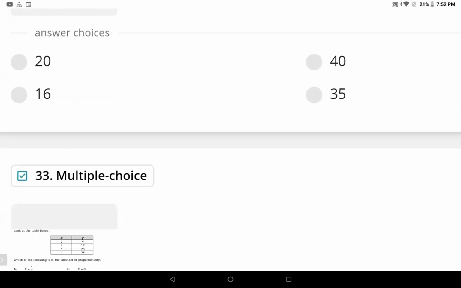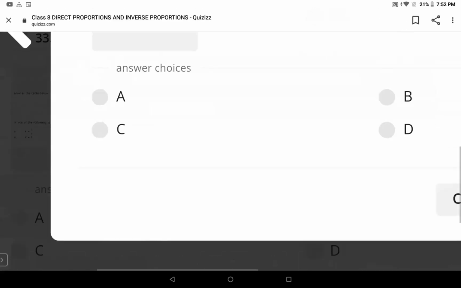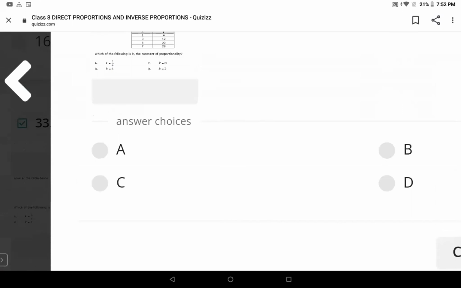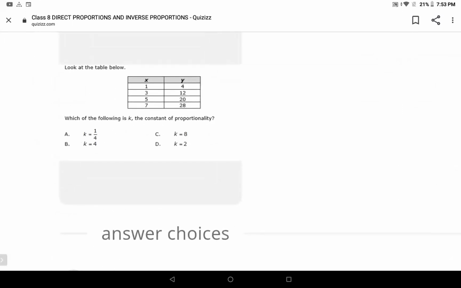Yes. Next question you see, children, here. Next question you see. Which one is given? Look at the table. Which of the following is k? What is k, the constant? It is equal to 2. Right.